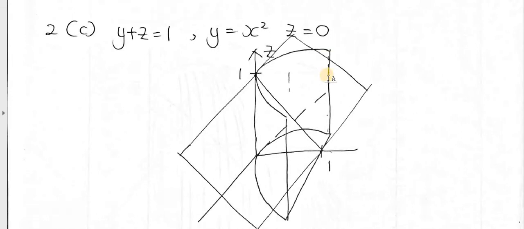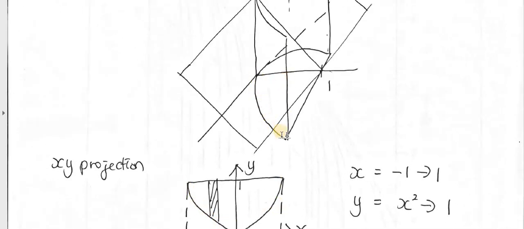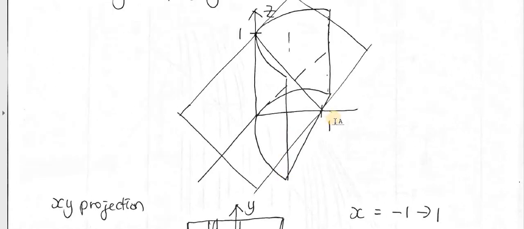We have to consider the whole solid here. That's why when I do my xy projection, I have to consider the whole thing here. Again, I repeat, I stop here because I slice it.